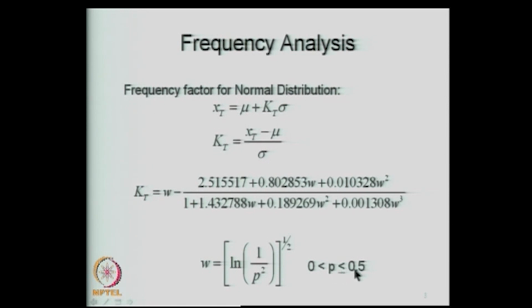Now, if p is greater than 0.5, we use 1 minus p here in this case and obtain K_T using 1 minus p, and that K_T we use with a negative sign. So, if p is greater than 0.5, use 1 minus p here, get the K_T corresponding to that, and use mu minus K_T into sigma with K_T as obtained here. However, the cases of p being greater than 0.5 are very rare in most hydrologic applications. So, in most of the cases this expression works.